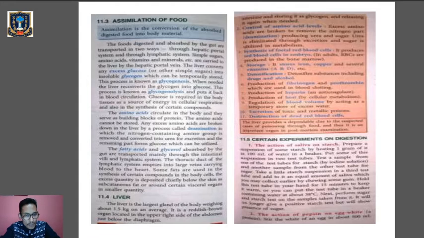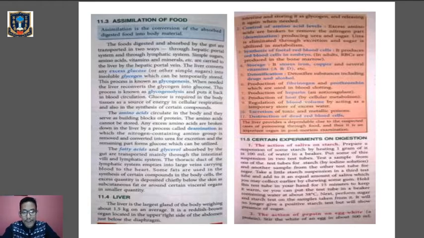So amino acids are broken down in the liver by the process called deamination. Those amino acids containing nitrogen will be changed into urea, and the remaining part will form glucose, and that glucose can be reutilized.